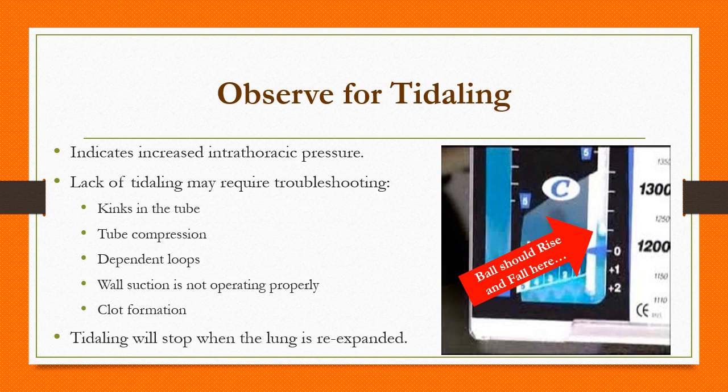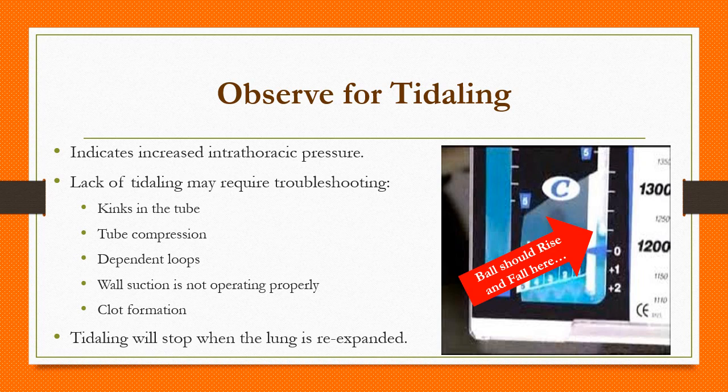You should see the patient pressure float ball in the water seal chamber gently fluctuate up and down with inspiration and expiration. This is termed tidaling and indicates increased intrathoracic pressure. As a nurse, you should observe for tidaling several times throughout your shift. A lack of tidaling may require troubleshooting. Causes include kinks in the tubing, tube compression, dependent loops, wall suction that is not operating properly, or clot formation within the chest tube.